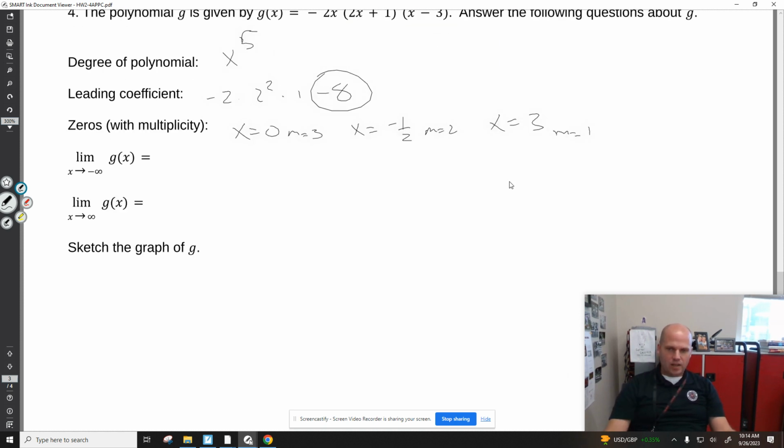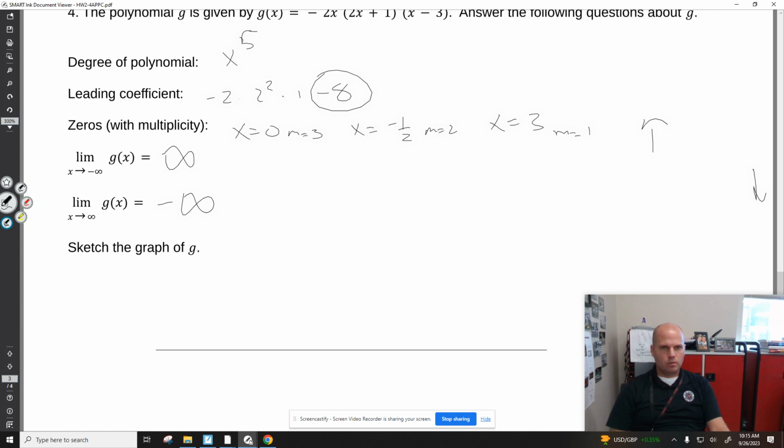If it's a negative x to the 5th, we're thinking about negative x cubed, positive x cubed, negative x cubed. So negative x cubed has end behavior like this. If I go to the left, I'm going up. If I go to the right, I'm going down. If you want to, you can use that end behavior to help you.